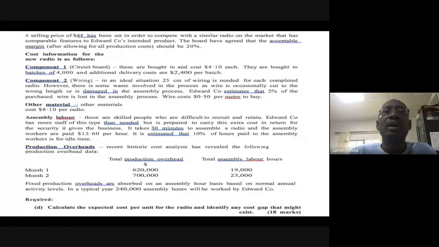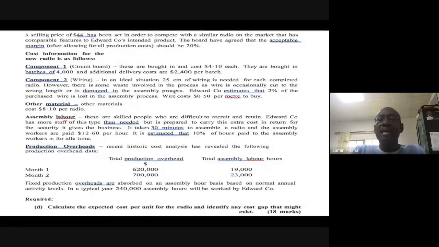Okay, so this was what I was arriving at. The margin is not just determined by anybody, like the accountant cannot jump up and say, this is the margin. No, these are strategic decisions that are usually taken at board level. So that's why it's mentioning here that the board have agreed that the acceptable margin after allowing for all production costs should be 20%. So that's 20% on the selling price.